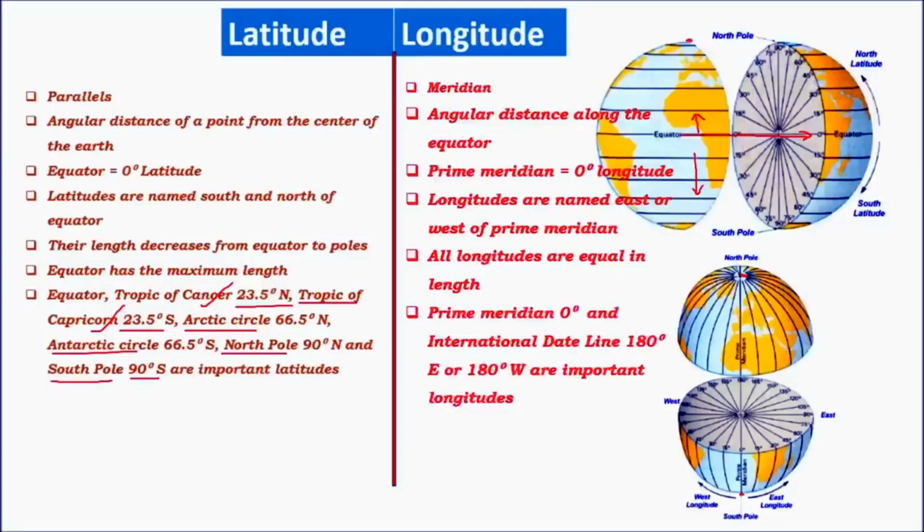And the important longitudes are the prime meridian, which is 0 degree longitude, and the other one, which is exactly on the opposite side of this meridian, is called the International Date Line. It is 180 degree east or west longitude. These two longitudes are important.